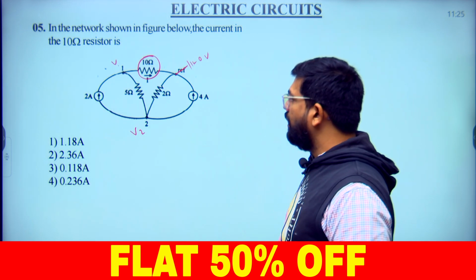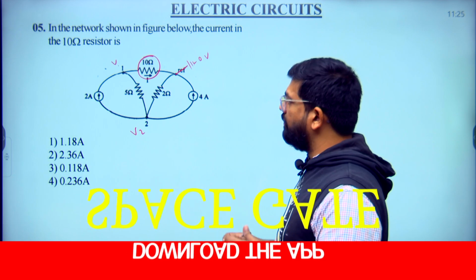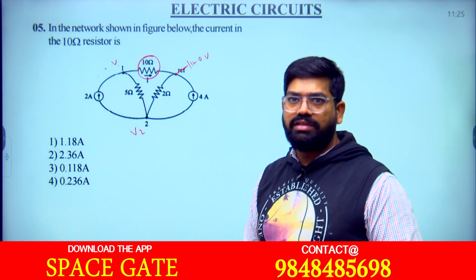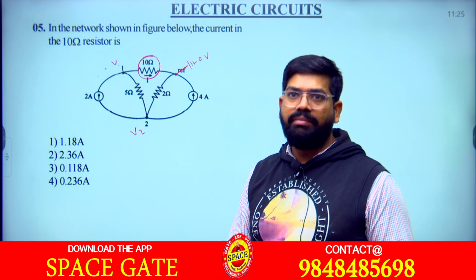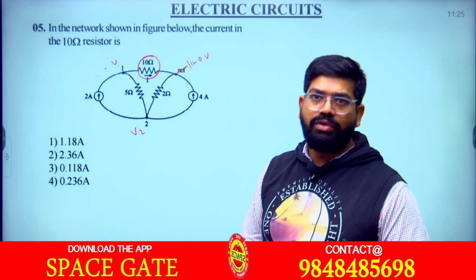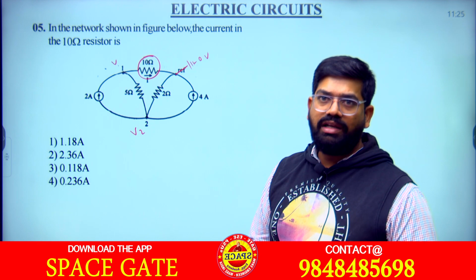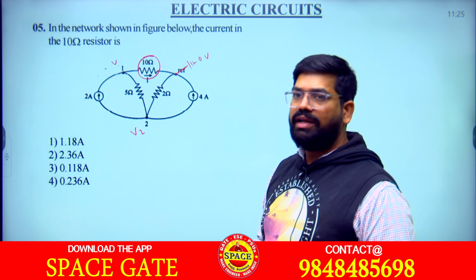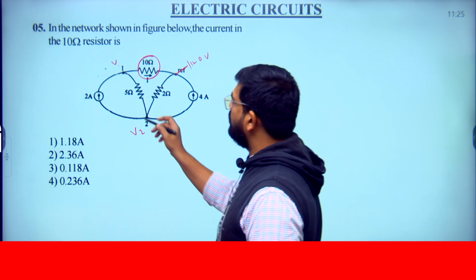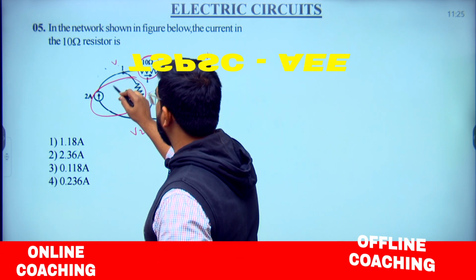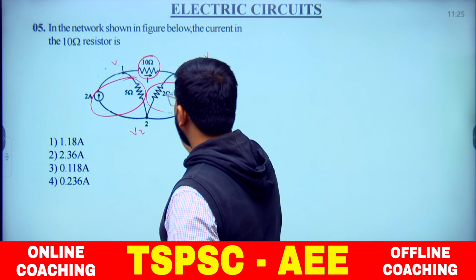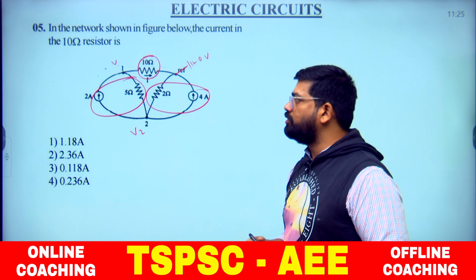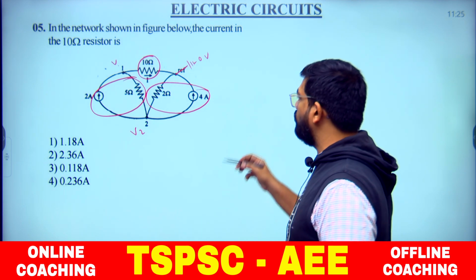Instead of that, we convert this using source transformation. The nodal method means we get 2 equations. You should not think in that way, because you have to solve the 2 equations, then 2 node voltages come, then the difference. That is time-consuming. Instead of that, you convert this into a voltage source. Here also you convert into a voltage source. I can convert the current source in parallel with a resistance into a voltage source.